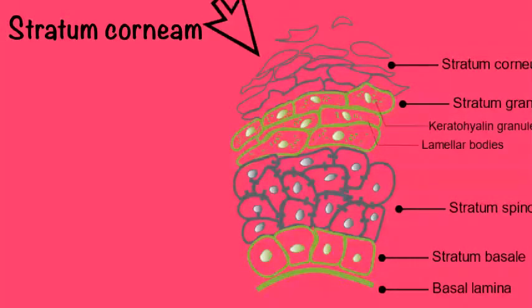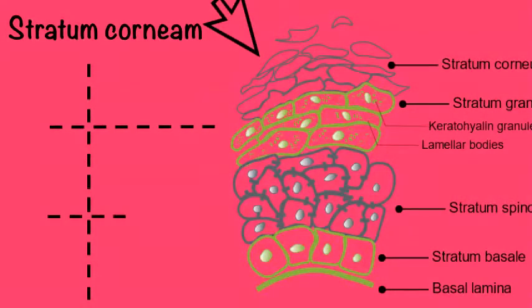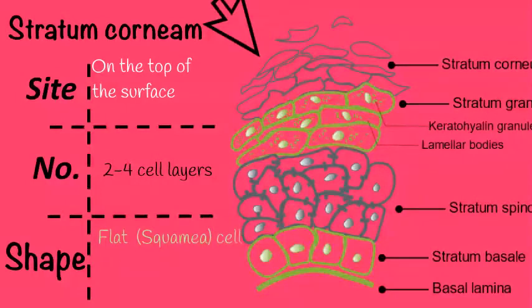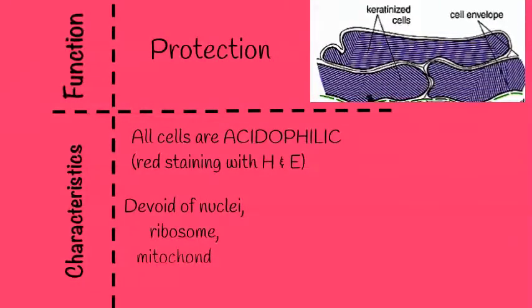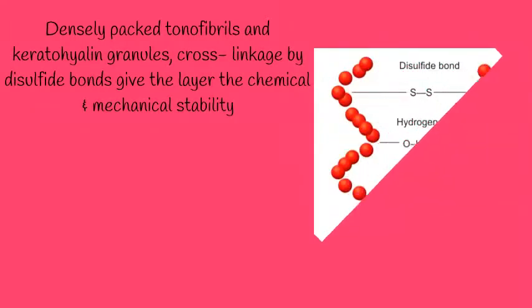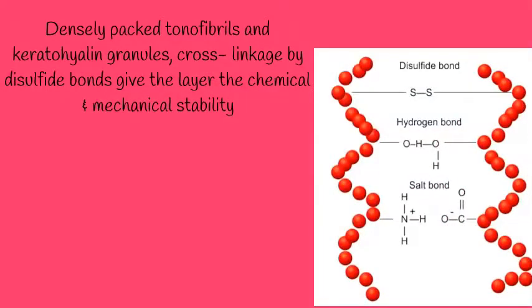The topmost layer is stratum corneum. It is made up of keratin. The cells of this layer are termed squames. You can appreciate that these cells are filled with tonofilaments, but other cellular organelles and nuclei are absent. We already discussed that the cornified layer is formed by densely packed tonofibrils and keratohyalin granules. It is strongly cross-linked by disulfide bonds, which give mechanical and chemical resistance.